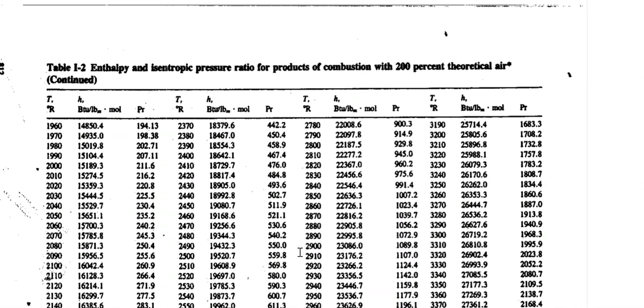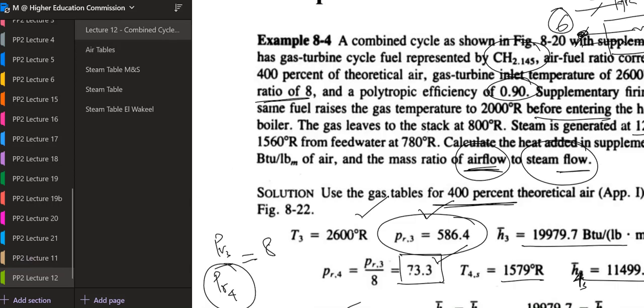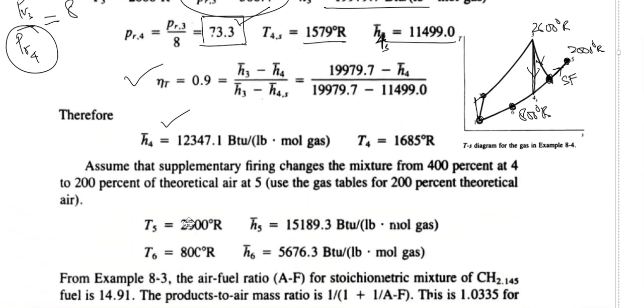So at 2000 degrees Rankine, at 200% theoretical air, I would have an enthalpy of 15274.5. Going back to the question, at 2000 degrees Rankine at 200% theoretical air, I've got the enthalpy at 15189.3. Let's check using the same thing.